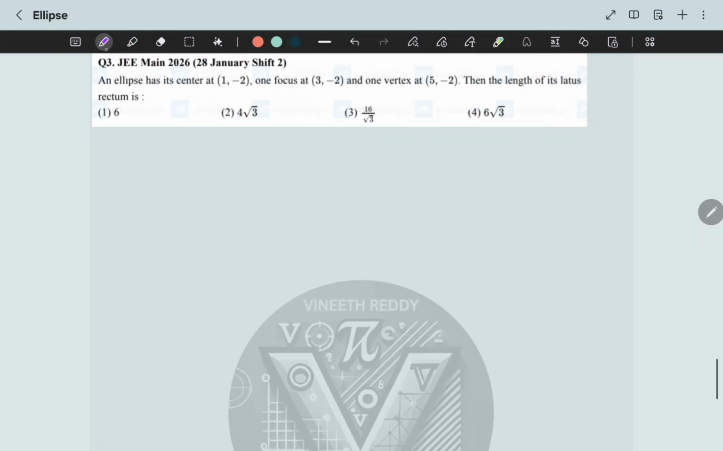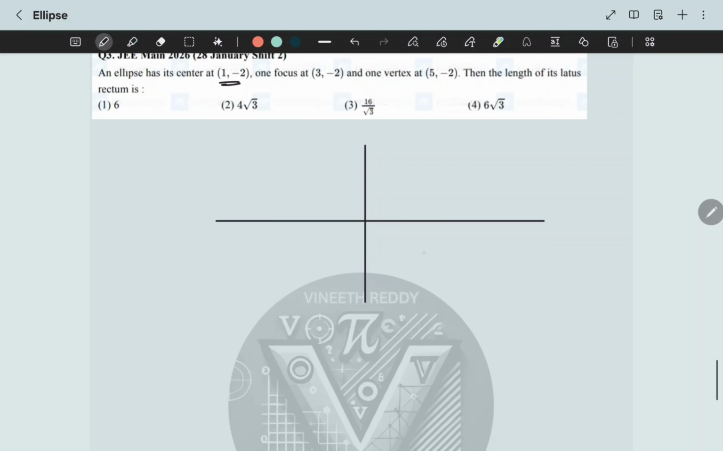Now let us go to the next question. The next question says an ellipse has its center at (1, -2). So let us try to plot it. 1 comma minus 2. So the y coordinate is negative, the x coordinate is positive. So (1, -2) is somewhere here. Now (3, -2) is one of the foci, okay, and (5, -2) is one vertex, right?